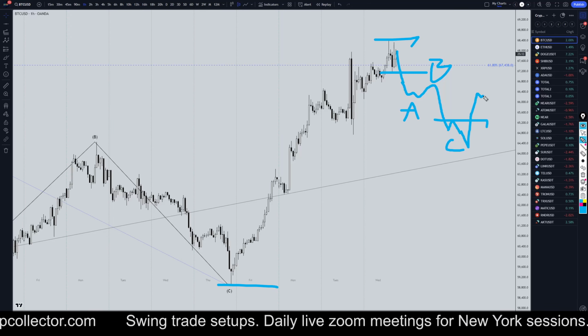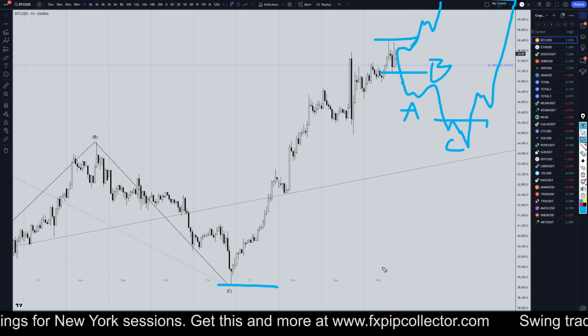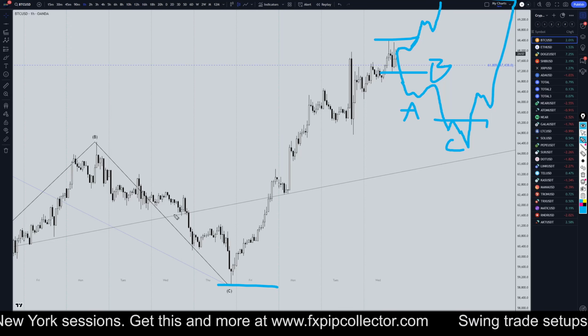But this really depends on whether it breaks structure to the downside because like I just mentioned, it probably is going to just keep on making smaller pullbacks and just keep on raising up, especially because I think we're in a wave 3 of wave 5.